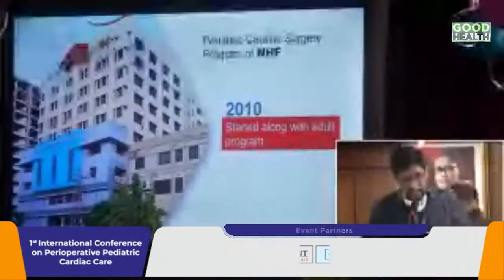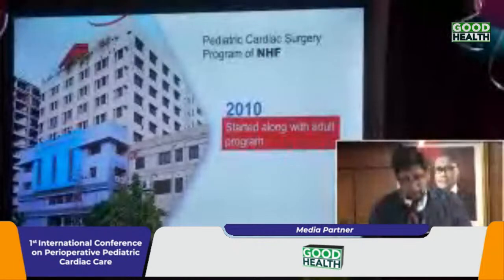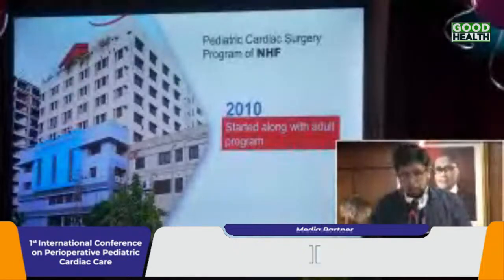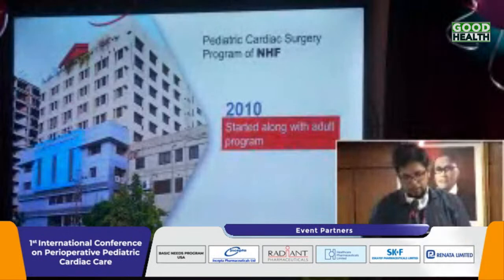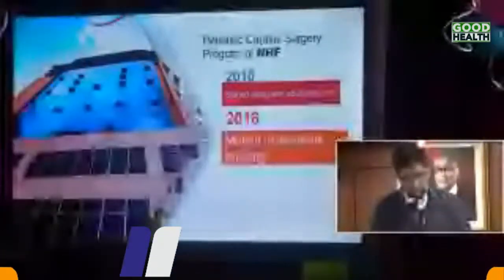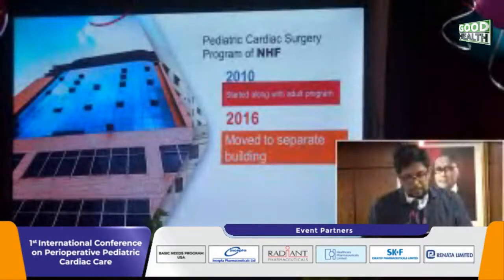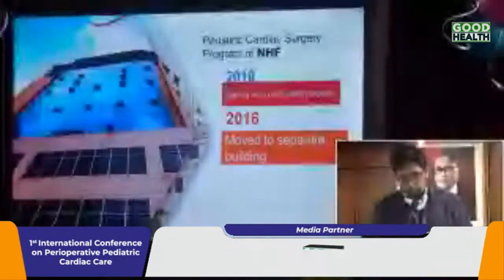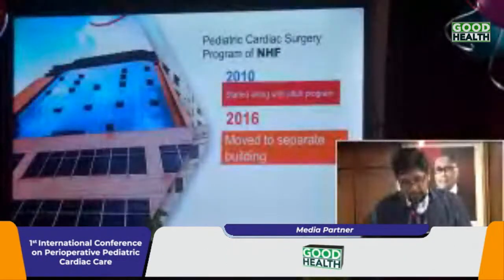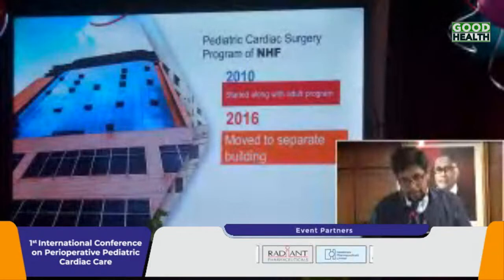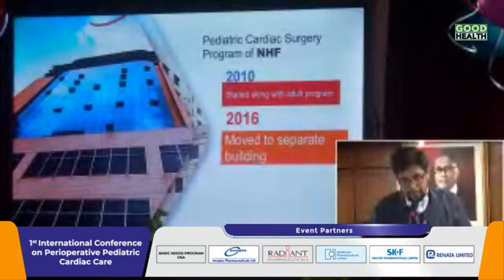Pediatric cardiac surgery at the National Heart Foundation started its journey in 2010 with the adult program, and at that time the age of the patients was far higher than what we are used to doing right now. Gradually, in 2016, we moved to our separate building, where we had 2 separate OTs for congenital cases and a dedicated big ICU for the kids.